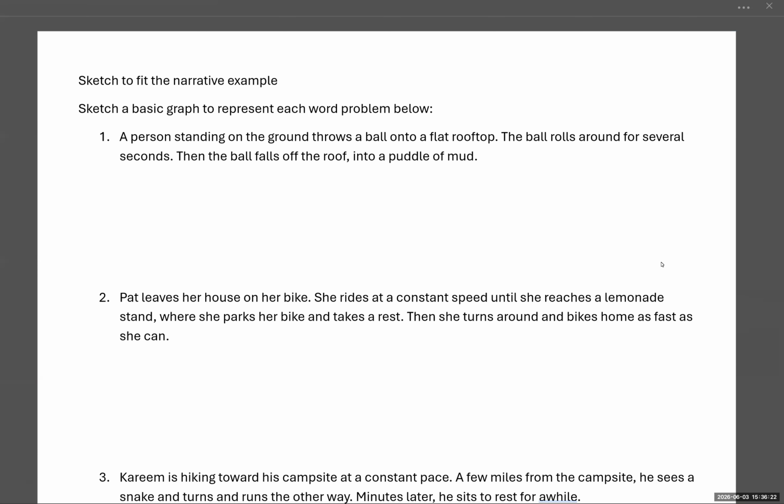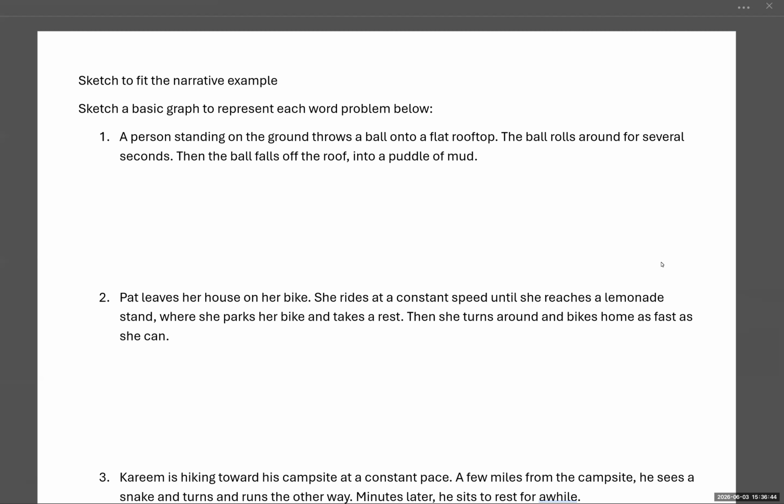Sketching a graph that will fit the narrative of some kind of word problem description. We're going to try to break it down just based on examples. So number one, the person standing on the ground throws a ball onto a flat rooftop. The ball rolls around for several seconds and then falls off the roof into a puddle of mud.